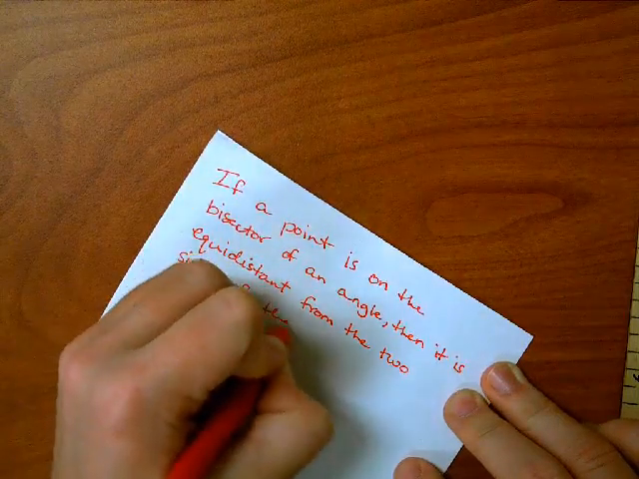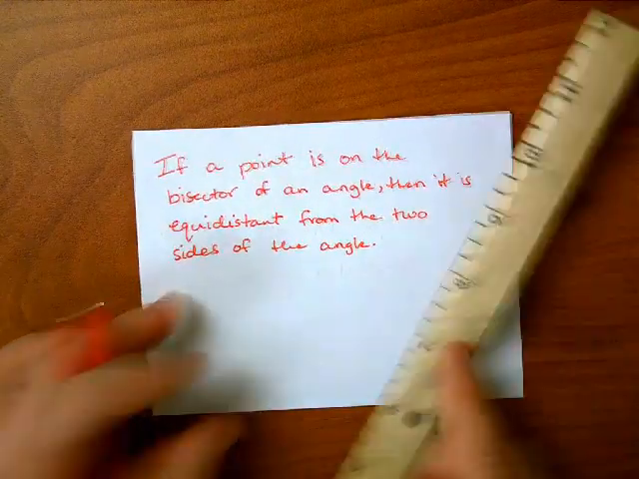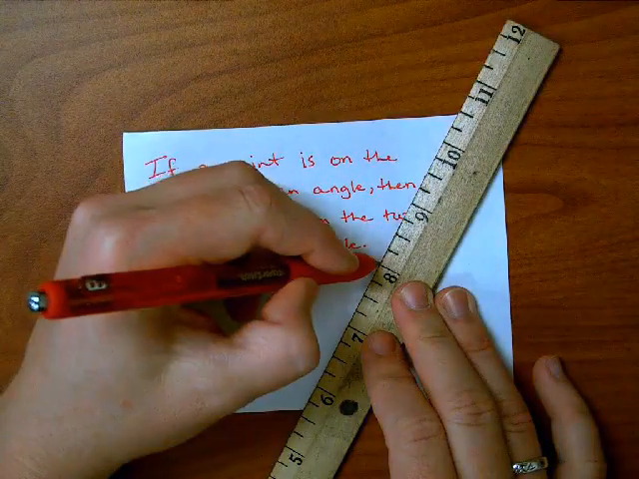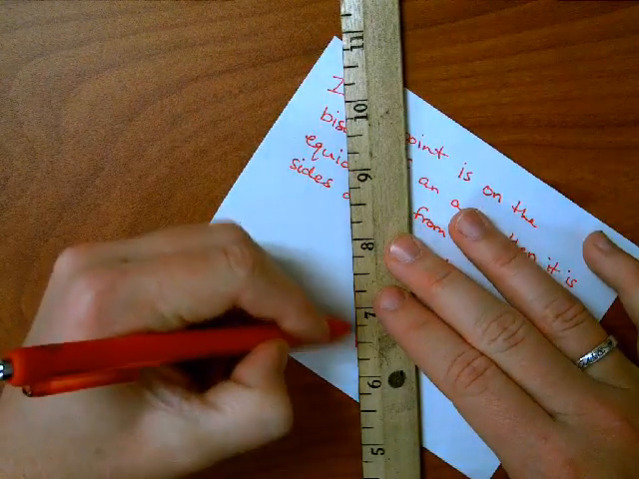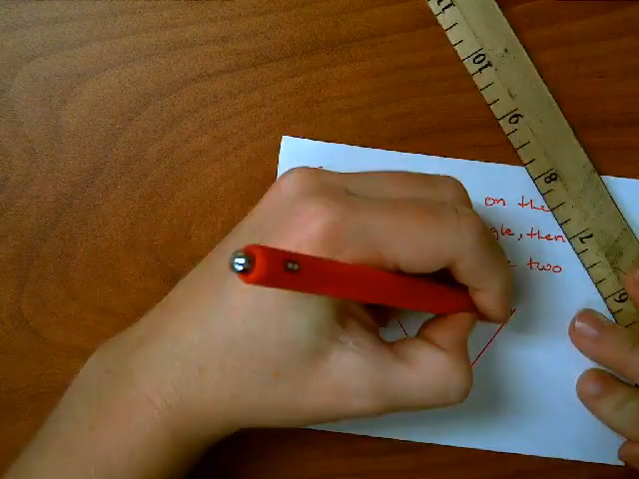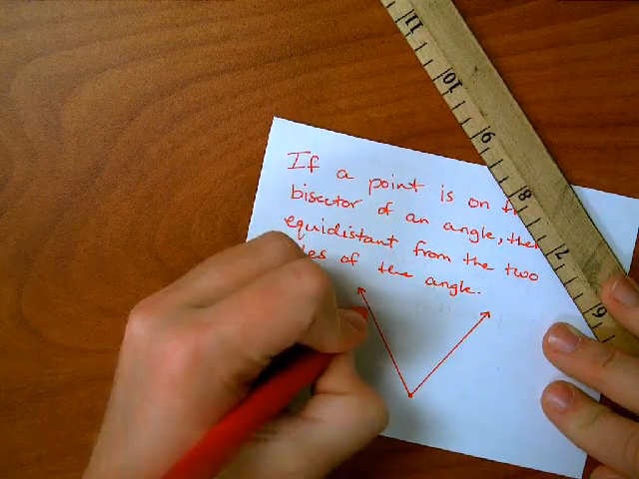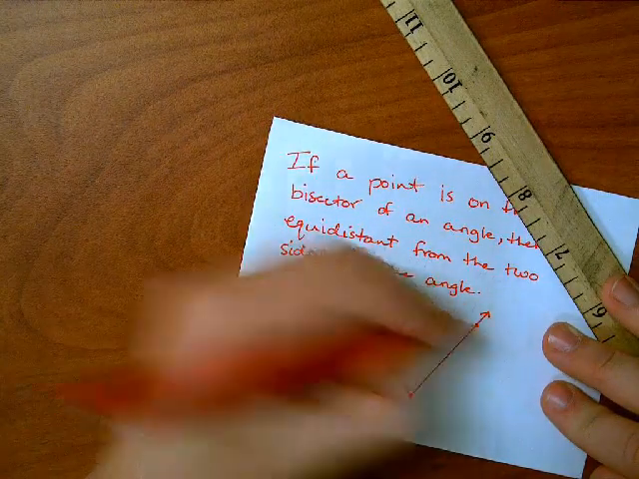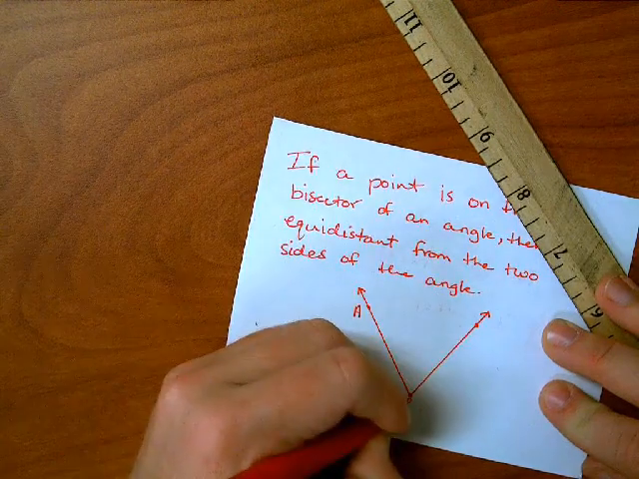So if we have an angle, and again, you guys, we are making these flashcards so that you can use them to study for your test, which is next week. So you can quiz yourself on what these theorems are, what you know about each of these pieces. Right? What do you know about the centroid? What do you know about the perpendicular bisectors?